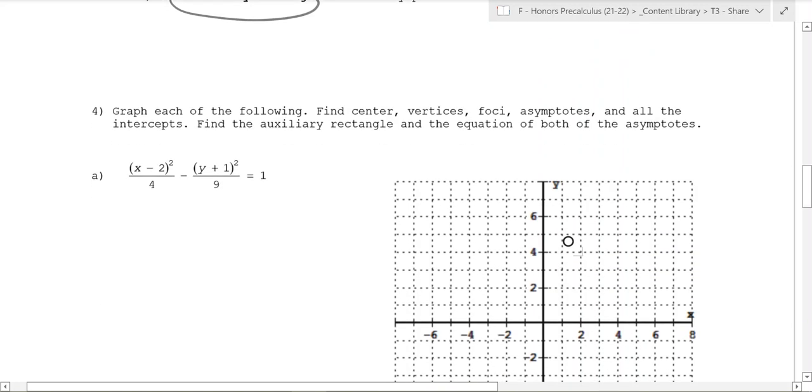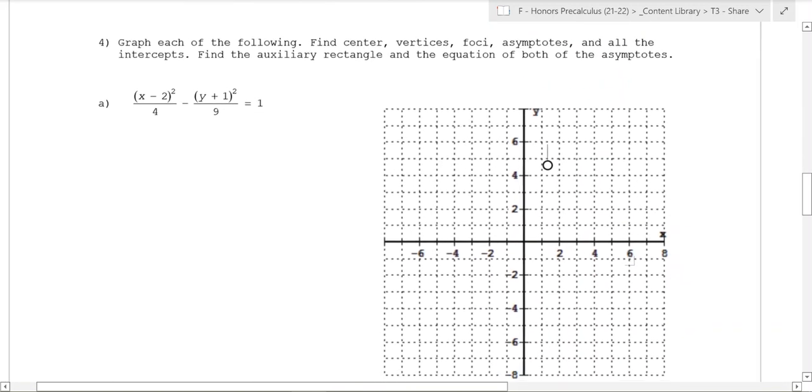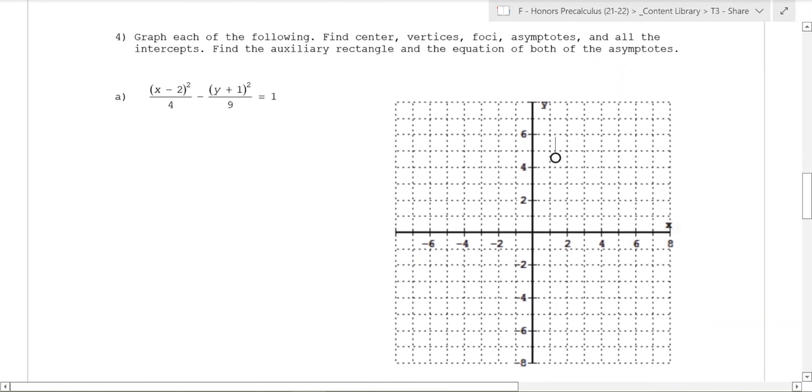So if we were to graph one of these and it's already in the proper form, it's actually pretty nice because it tells us the center. In this case, the center is going to be (2, -1). So that's going to be right here. And then you know a is the square root of 4, so that's 2, and b is equal to the square root of 9, which is 3. So you go over 2 and up 3, back 2 and up 3. So you have this auxiliary box right here.